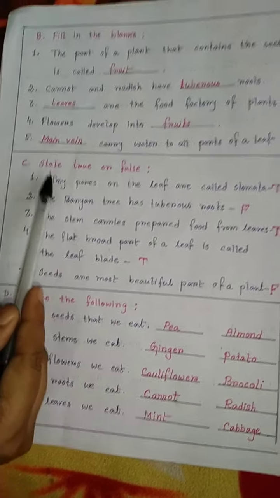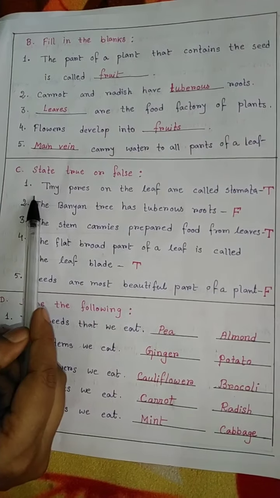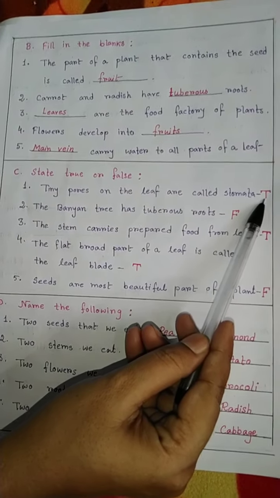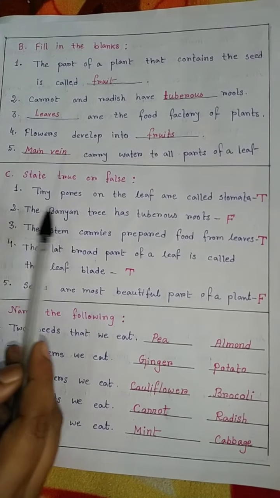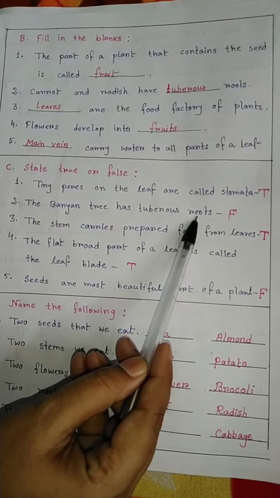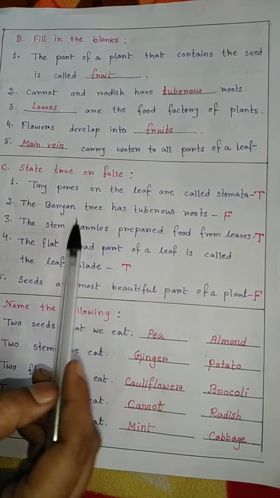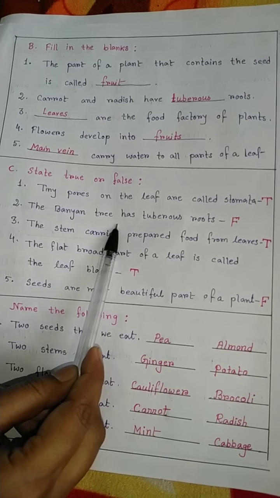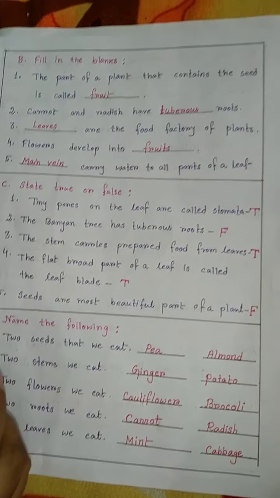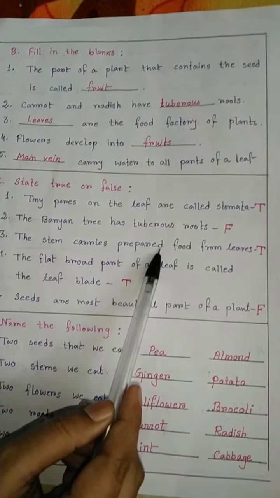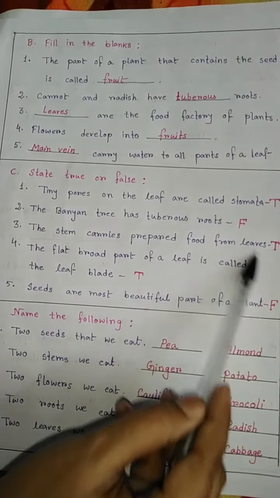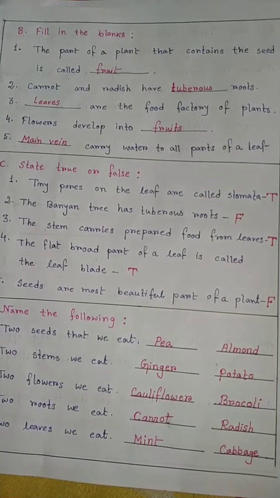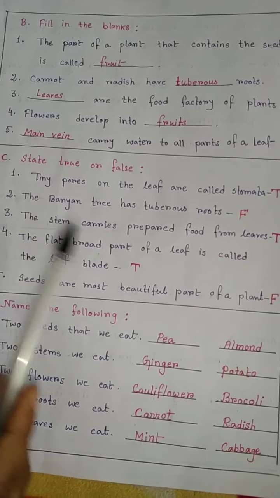Next, question C. State true or false. 1. Tiny pores on the leaf are called stomata. It is correct. So, true. Number 2. The banyan tree has tuberous root. It is false because banyan tree has tap root under the soil and aerial root above the ground. 3. The stem carries prepared food from leaves. It is true because the food that is prepared by leaves is carried by stem to the root.